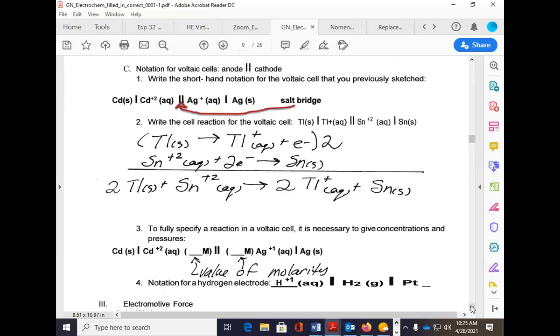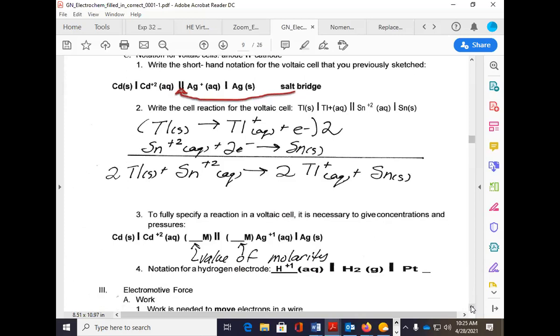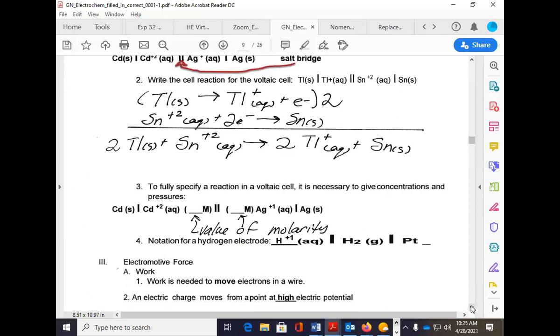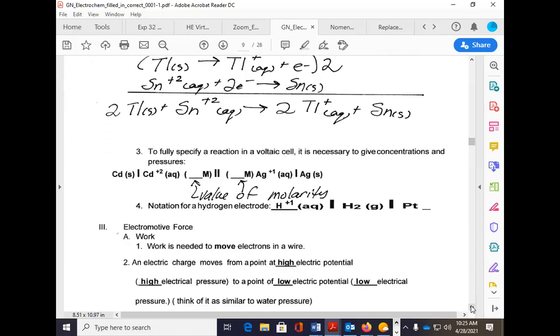Okay, the electromotive force was explained in the video. And so work is needed to move electrons in a wire. And this is what the video was explaining, that an electric charge moves from a point of high electric potential or high electrical pressure, you can think of it that way, to a point of low electrical potential, or low electrical pressure. And so think of it as like water pressure.